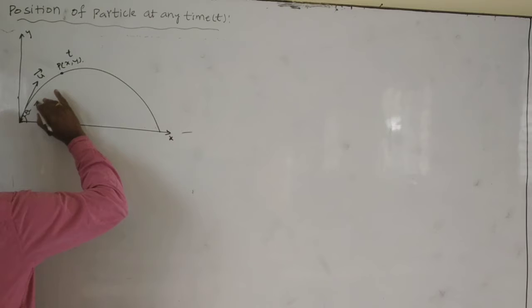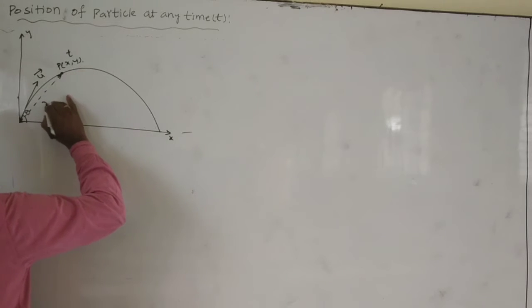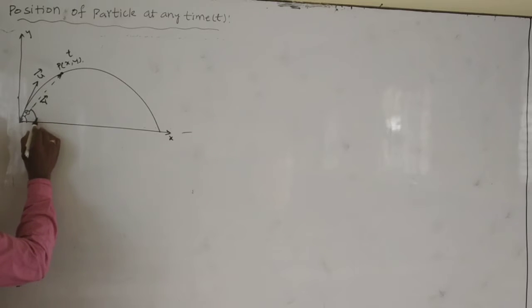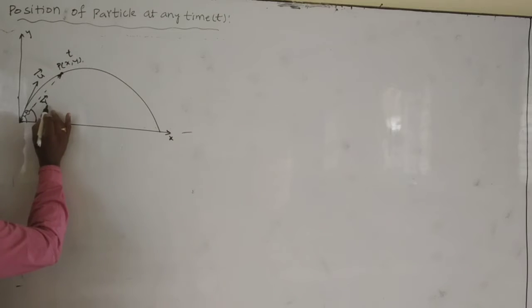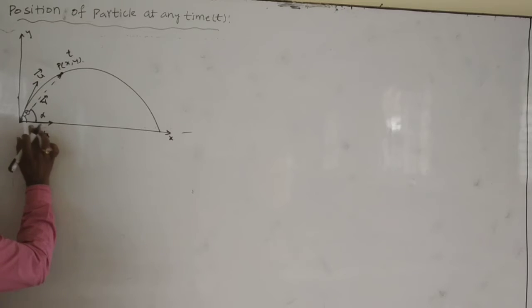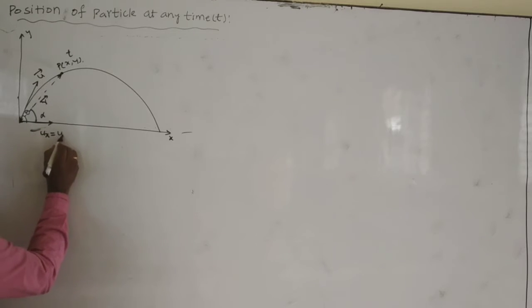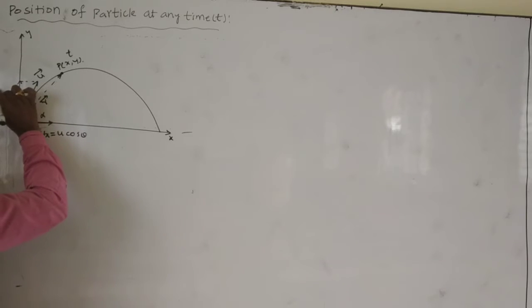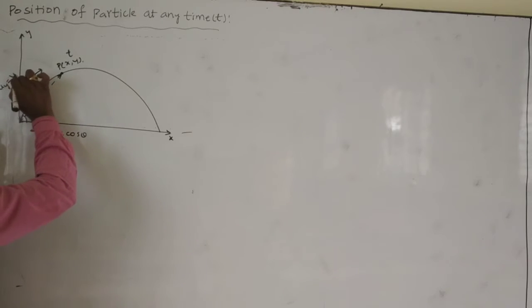It's a displacement vector or position vector r bar. This position vector makes an angle alpha with horizontal. Now we are going to find its position vector after time t. First, we resolve the velocity into its two rectangular components: ux, the horizontal component, u cos theta, and uy, the vertical component, u sin theta.